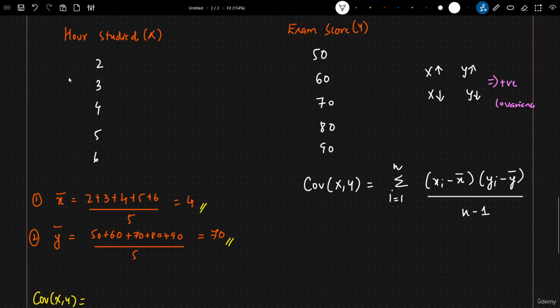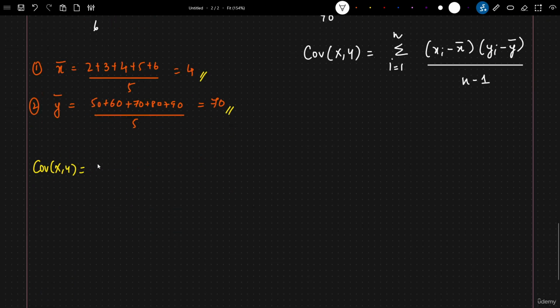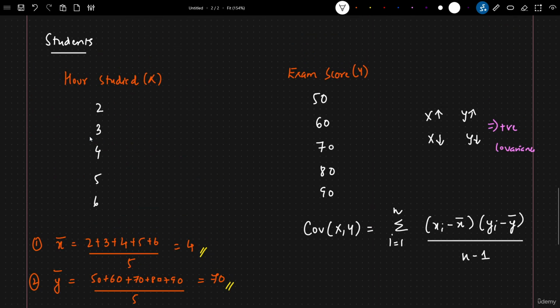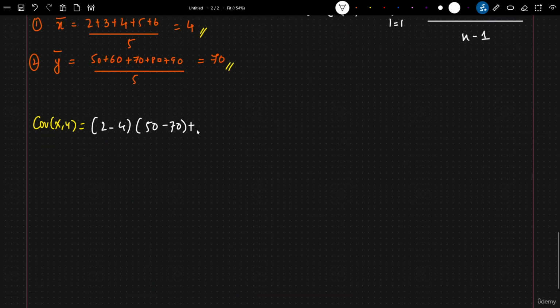So this is my i equals 1, 2, 3, 4, 5. There are a total of 5 records. First I have 2 in x of i and y of i has 50. So I'll write over here 2 minus, what is my x bar? 4. Y bar I know is 70 and the first value that I have is 50, right? So 50 minus 70. Now I go to i equals 2, which is 3 and 60. So here we take 3 minus 4, and then 60 minus 70. Similarly, I will write my third number, 4 minus 4, 70 minus 70.